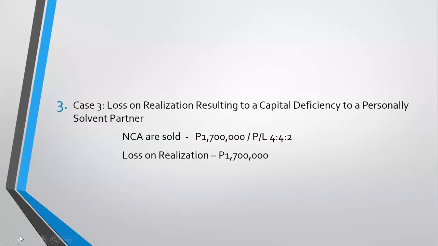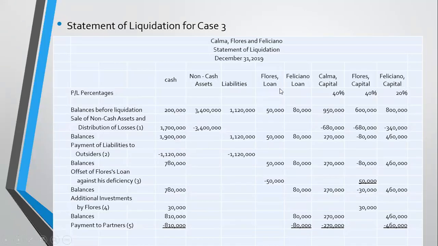Now, for assumption number 3 or case number 3, the loss on realization resulting in capital deficiency to a personally solvent partner. So, what did we say? When the partner is personally solvent, the partner can give additional investment to cover his loss on realization. So, here, the non-cash assets are sold for 1.7 million. This is the statement of liquidation for case number 3. The title and the accounts reflected are the same as above. The balances before liquidation are the same.